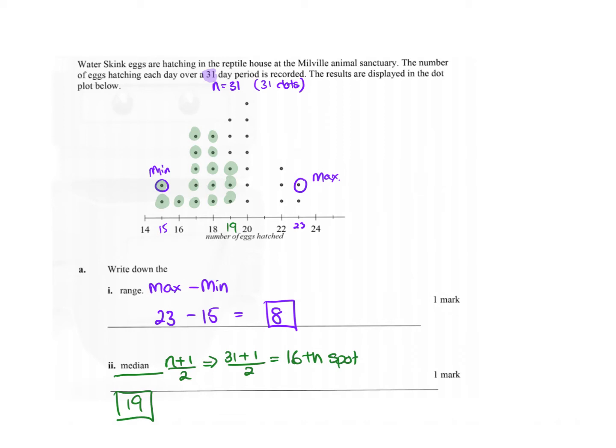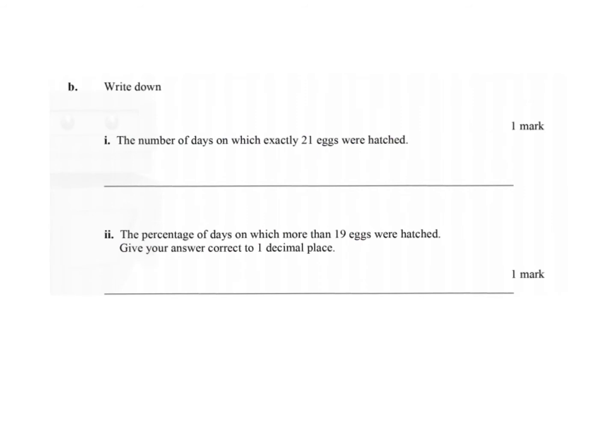Okay, so for the question where they're asking us how many are more than 19, we're just going to count the ones after 19. So 1, 2, 3, 4, 5, 6, 7, 8, 9, 10, 11, 12. So there was 12. Write down the number of days on which 21 eggs were exactly hatched. So there was none on the 21. So we're going to say that there was 0. If you wrote the number 0, that's fine as well.